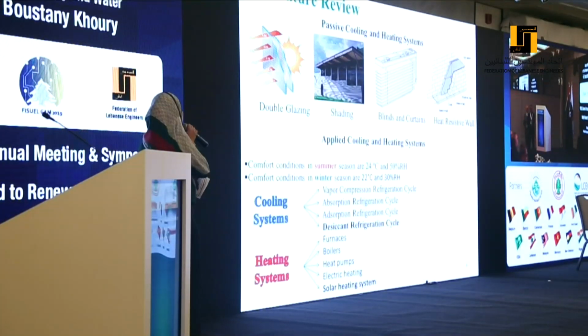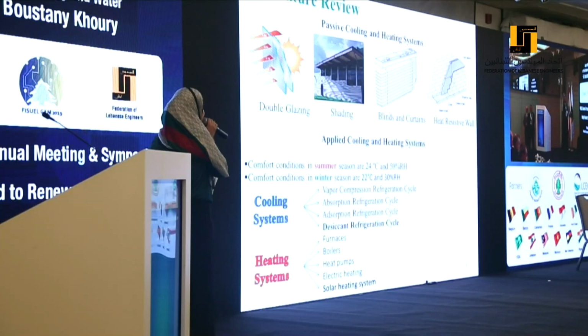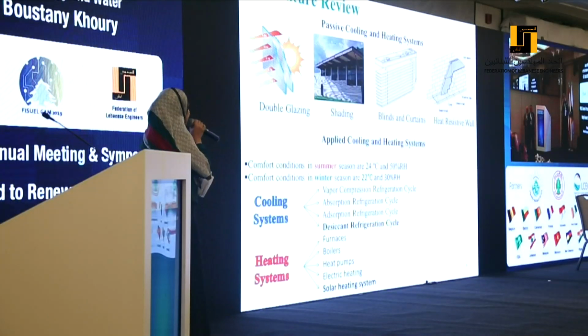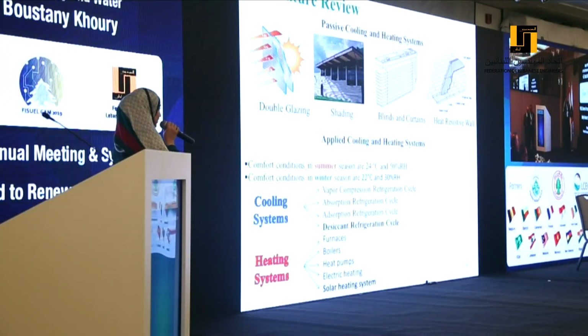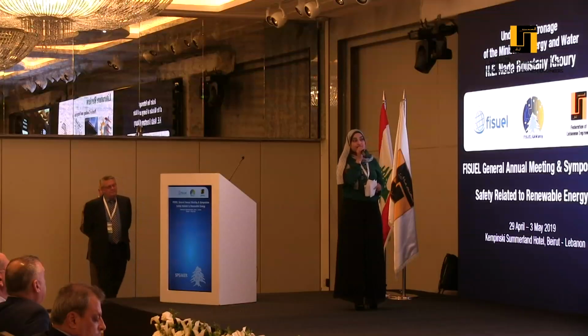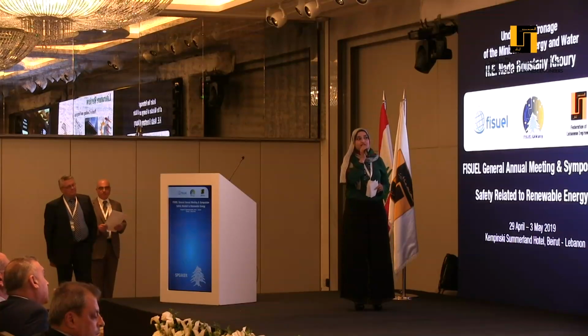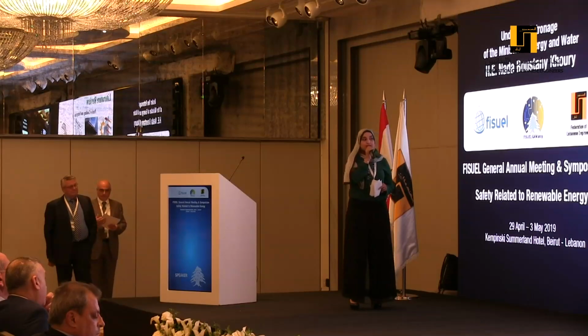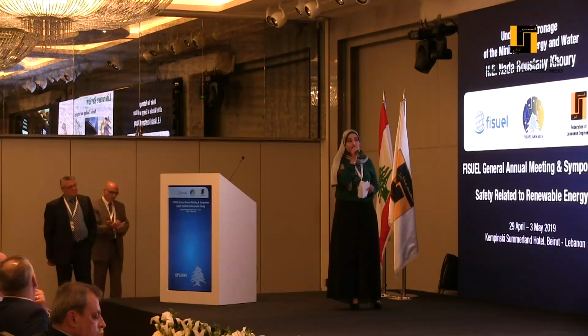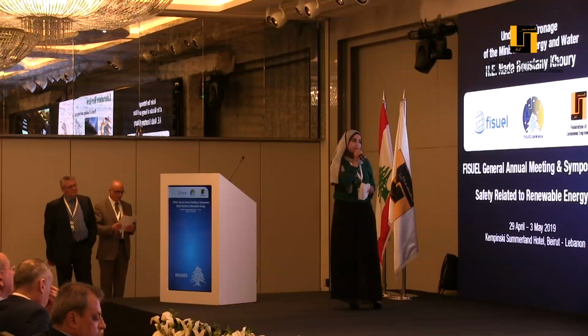For the applied cooling and heating system, my target is to reach the comfort condition in which, in summer, the conditioned zone should be retained at 24 degrees Celsius and 50% relative humidity. And in winter, the temperature should be 22 degrees Celsius and 30% relative humidity.